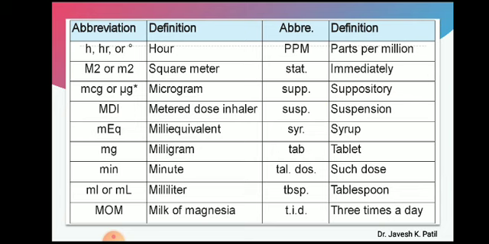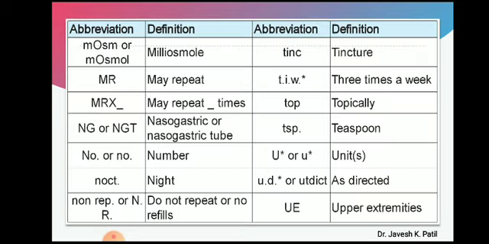Suppository, suspension, syrup is also used, tablet, TAB, doses. Then tablespoon is also used, TBSP, and TID, that is thrice a day or 3 times a day. Further, MOSM, milliosmole. MR, may repeat, is an important one. Because where refilling of medication is needed, at that time this abbreviation can be written in the prescription or medication order, that is may repeat, MR in short.